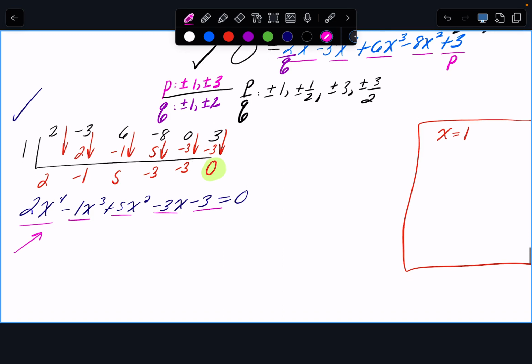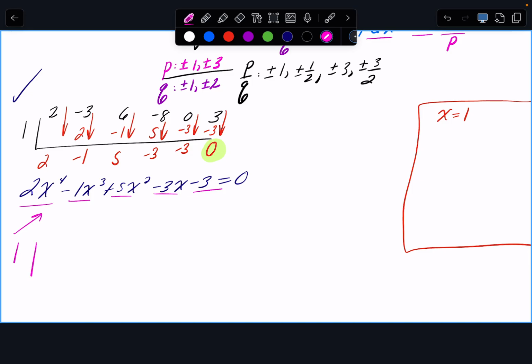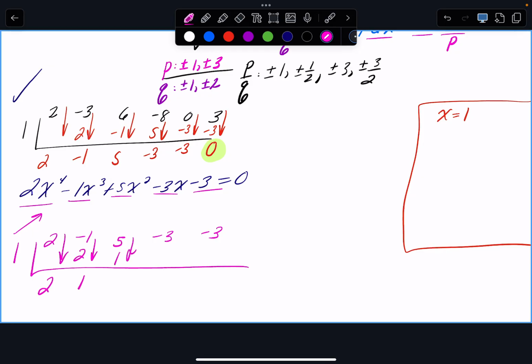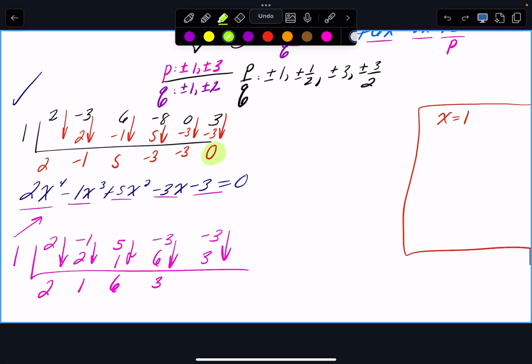While we're here, we might as well check, well, is it a multiplicity of 2? So let's try 1 again. 2, -1, 5, -3, -3. Check back in with me and see if it's multiplicity of 2 or if 1 only happened one time. So it appears to me that it did happen twice. Are you getting a remainder of 0?